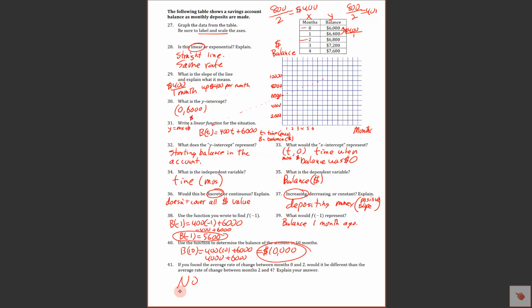And one really good reason is it has the same rate, and it has the same rate because this is a linear function. So no, this is a linear function, so it always has the same rate. We're also going to put slope right next to that.